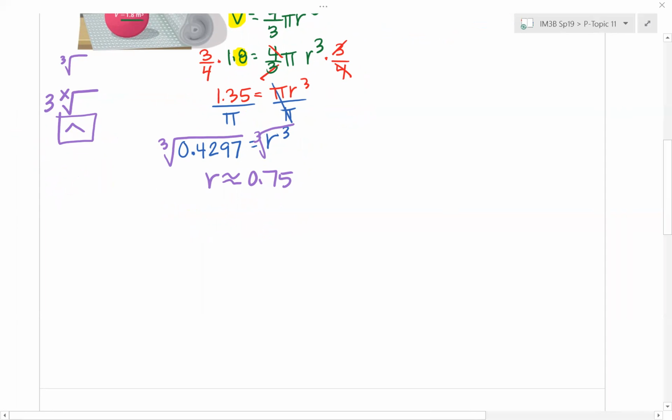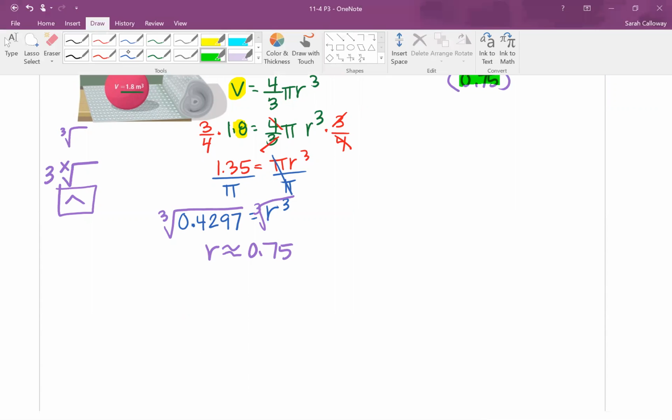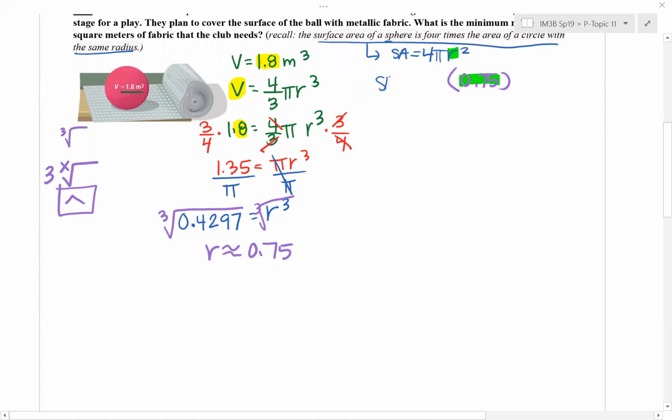Now that we know the radius, we can find the surface area and answer the question. Okay, so we're going to plug our 0.75 into the 4 times pi r squared formula that we know for surface area. So the 0.75 is going to go in for r in this equation. So we have the surface area is going to be equal to 4 times pi times that number squared.